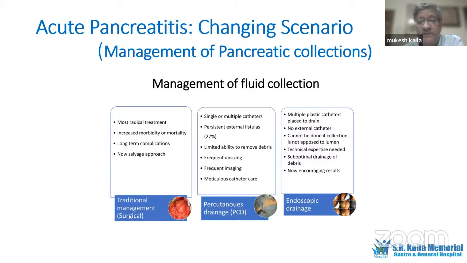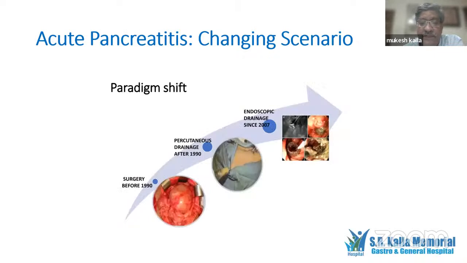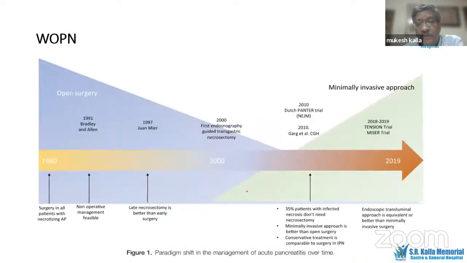If you go through the data, up to 1990 it was only surgery. Then after 1990, gradually percutaneous drainage came in, and endoscopic drainage came in 2007 onwards. This is a very interesting slide, wherein you see that from the year 1980 up to 1991, it's all open surgery till the year 2000.